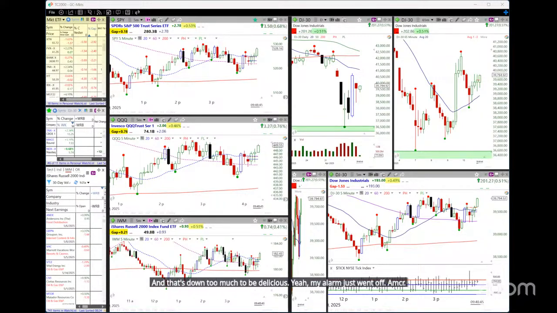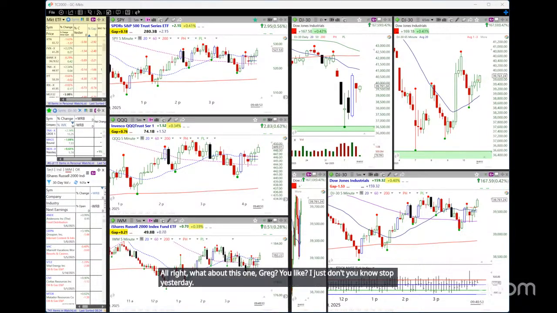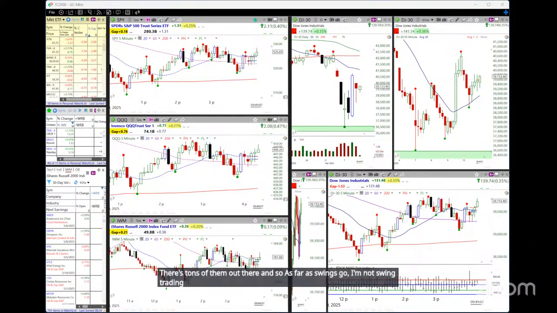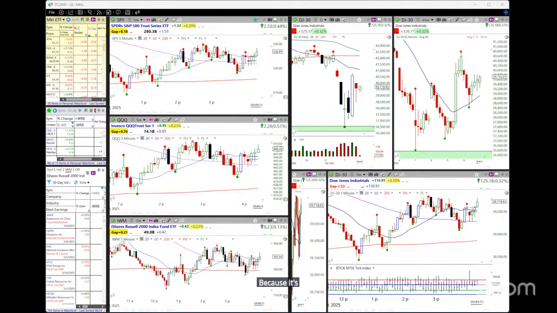Yeah, my alarm just went off. AMCR. All right, what about this one, Greg? You like? I just don't, stop yesterday. Is that just 1-to-1 the problem? There's tons of patterns like this. I got them too. As far as swings go, I'm not swing trading these things, but I'm long Nvidia here because it's a similar pattern: wide range bar, inside bar, intraday base.